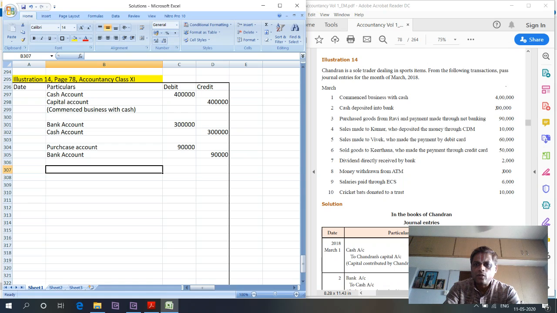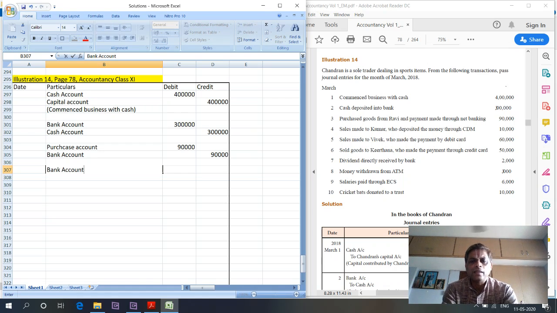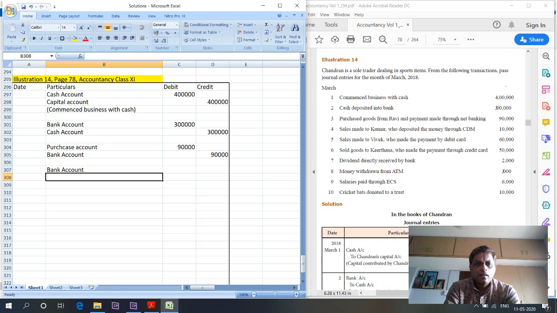Sales made to Kumar, who deposited the money through CDM, cash deposit machine. So again, it is bank account debit because the money is coming directly into our bank account by somebody depositing into the cash deposit machine. People go to the bank, select our account and deposit cash into our bank account. So it's as good as a cash sale, money coming into the bank account. So debit bank account and credit sales account to the extent of 10,000 rupees.